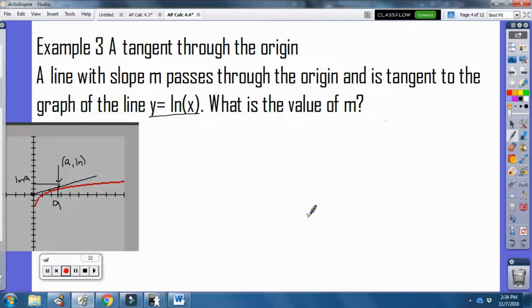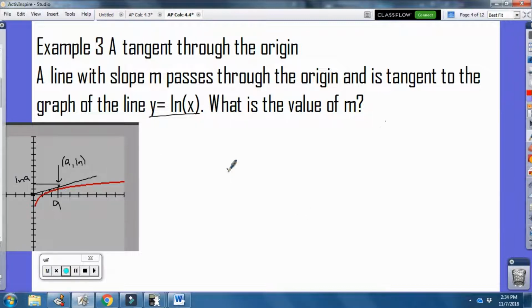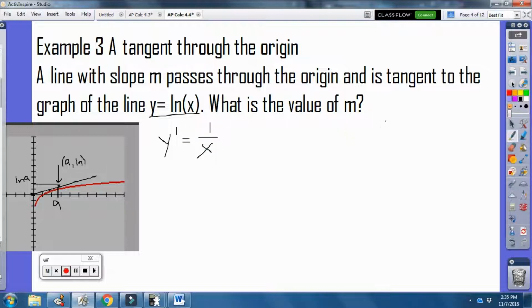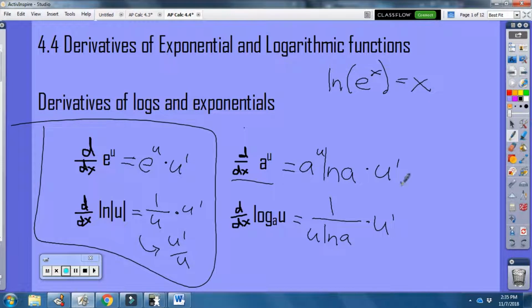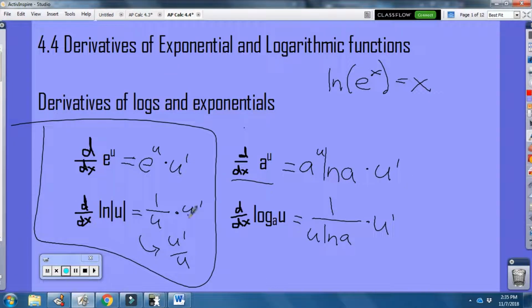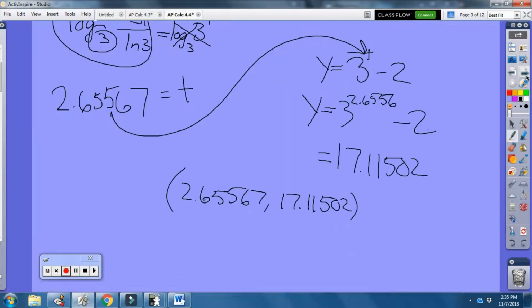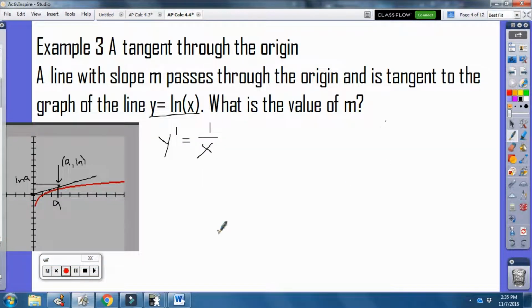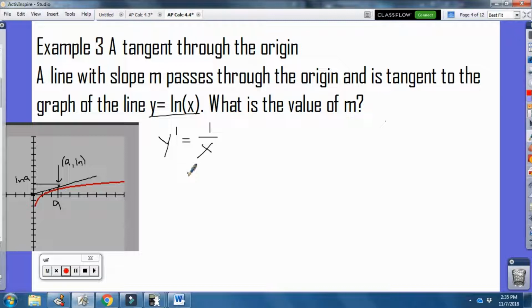I do know one other thing about this problem. I know what the slope is, because I can take the derivative of natural log of x to find out what the slope is. Now I won't exactly know what the slope is, but I'll have an idea of what it is. So the slope, y prime, is just 1 over x. And we saw that on the first page. The derivative of natural log of x is just 1 over x.